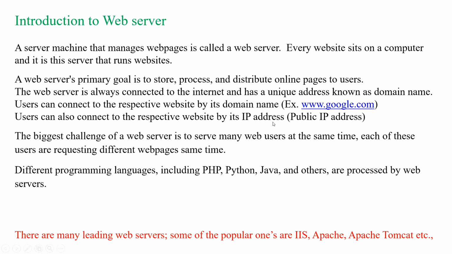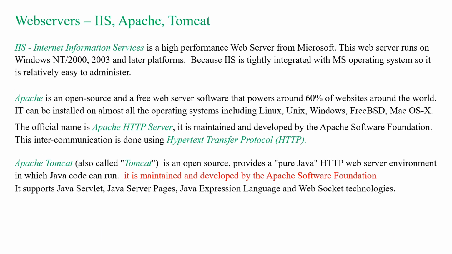So let us try to understand IIS, Apache, Tomcat. What are they? Let us try to touch upon that. IIS is Internet Information Services. It is a high performance web server from Microsoft.